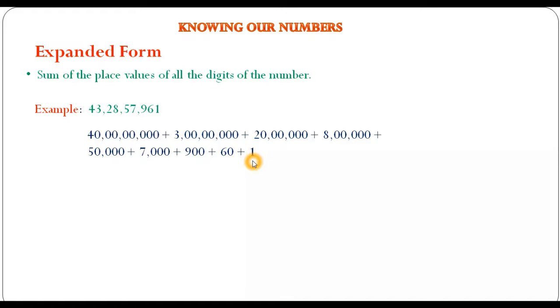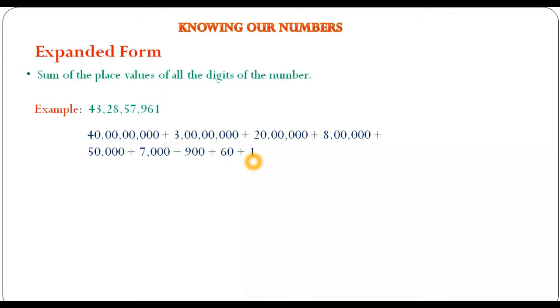So you just have to sum the place values. That is the expanded form of a number. It's so simple. Whenever you are asked to write the number in its expanded form, you just have to check their place values and write the sum of the place values. That is your expanded form.